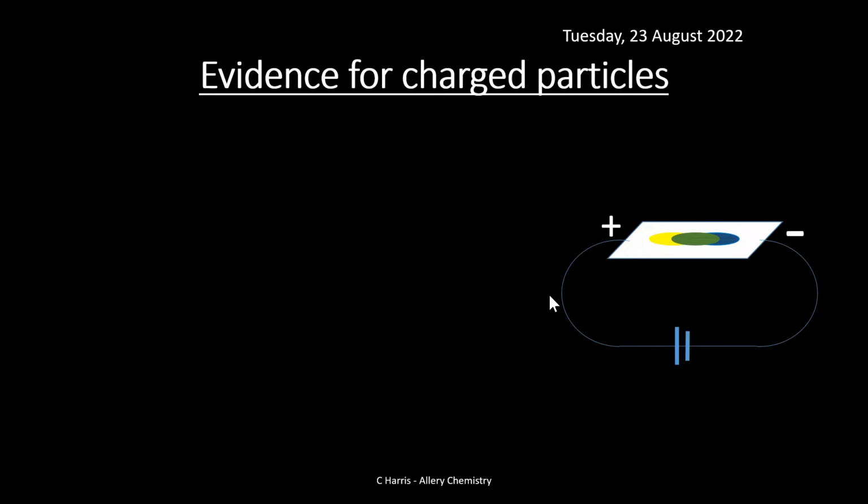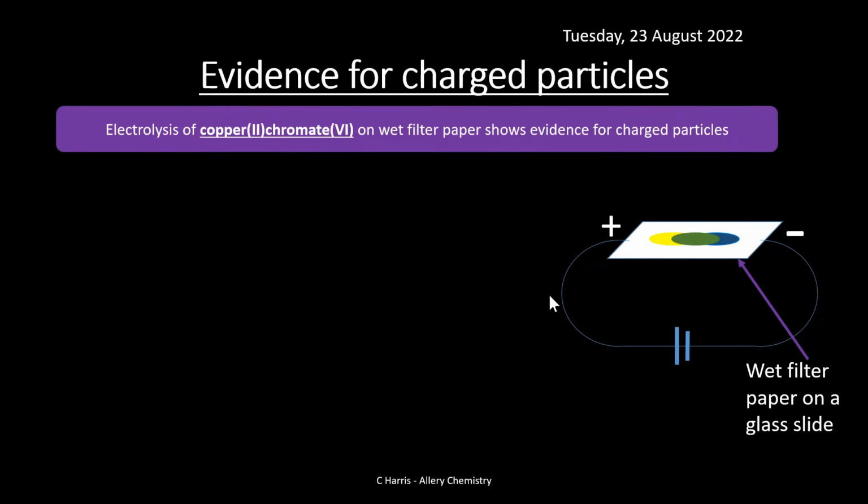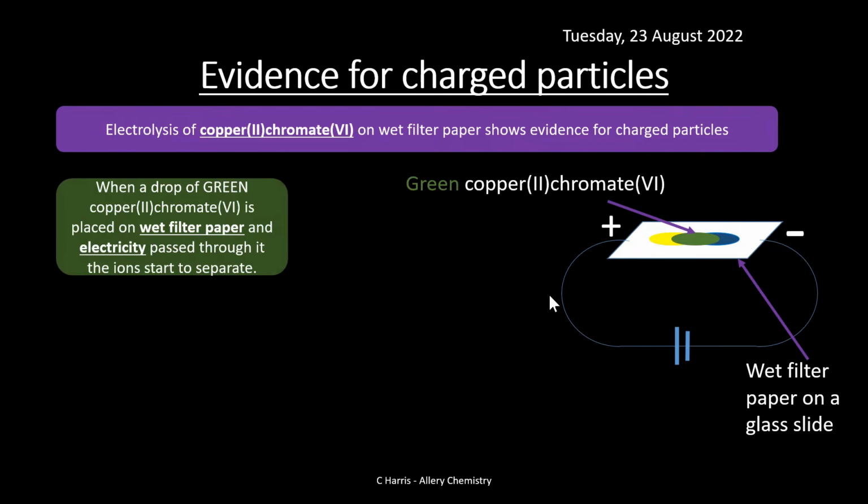Another way to prove the presence of charged particles, you might see this in your practicals, you might not. It's just a way in which you can demonstrate ionic substances. In this case, we're going to use a process called electrolysis, which again you might have seen at GCSE, and we're going to use copper 2 chromate on wet filter paper. The reason why we do this is because copper 2 chromate is coloured and it's green. So we put a drop of green copper 2 chromate on wet filter paper, and we pass electricity through it. Effectively, we're pulling the charges apart.